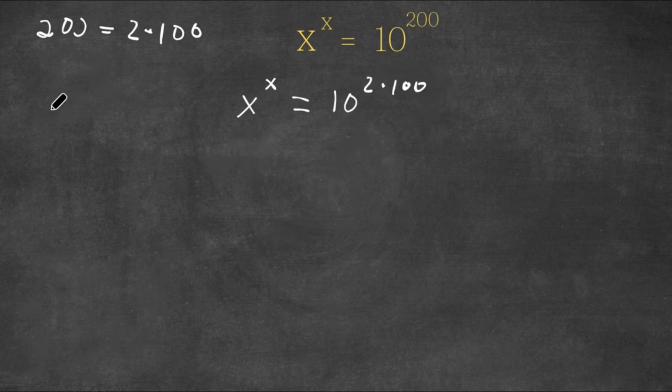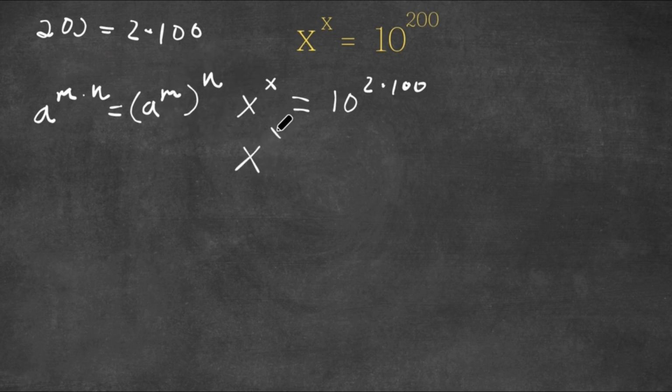Now, if we have something in the form a to the power of m times n, this is equal to a to the power of m to the power of n. And the same thing goes vice versa. a to the power of m to the power of n is equal to a to the power of m times n. So now I'm going to rewrite 10 to the power of 2 times 100 as 10 to the power of 2 to the power of 100. So this means that x to the power of x is equal to 10 to the power of 2 to the power of 100.